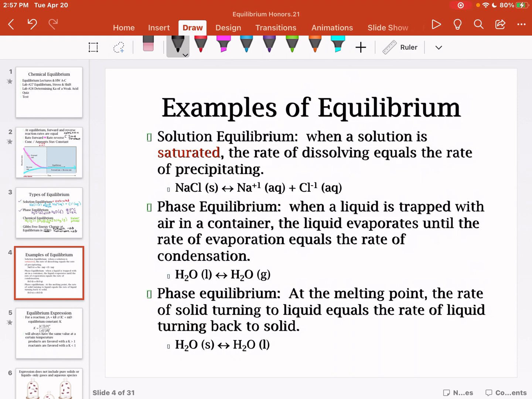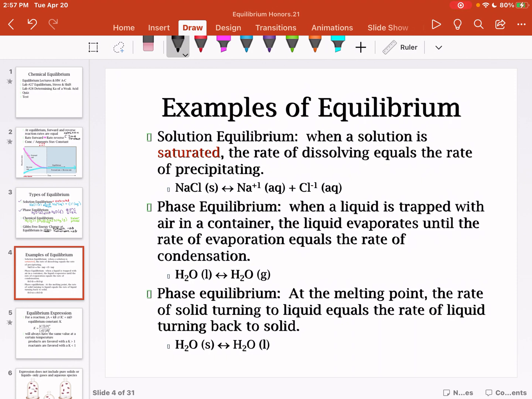We know that in a saturated solution, our rate of dissolving equals the rate of precipitating. So reading this in the forward direction, we're dissolving, and in the reverse reaction, we are precipitating. I also called it recrystallizing. It's the same difference. We can also have phase equilibrium.